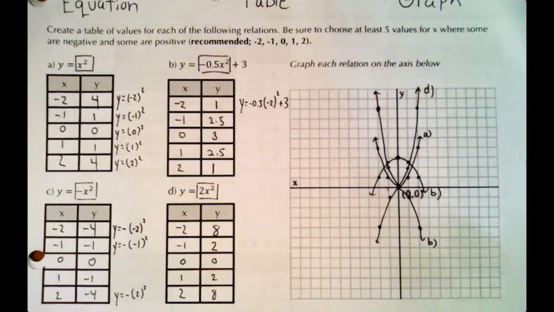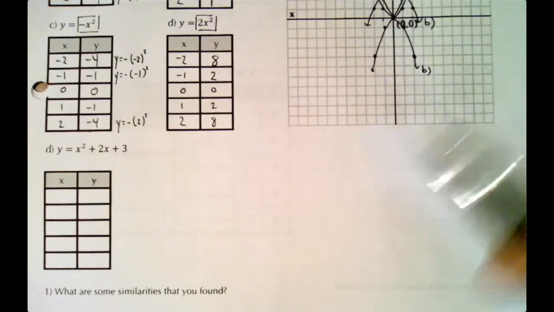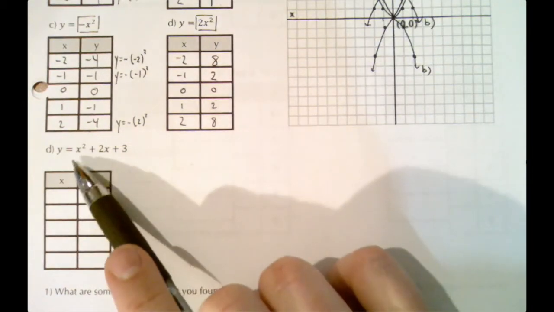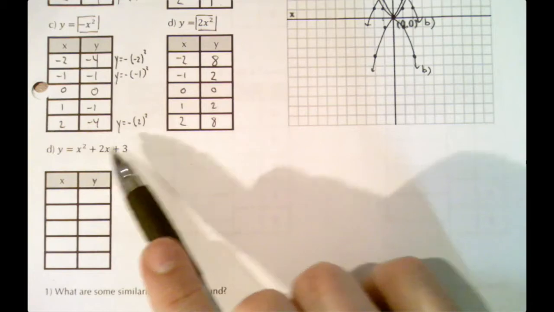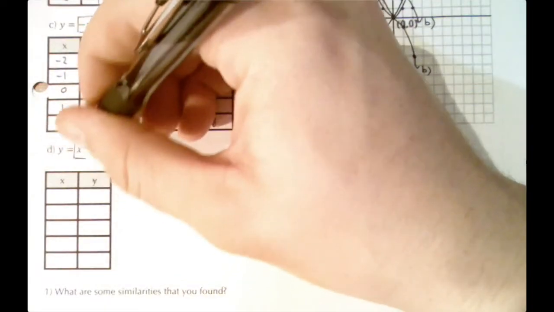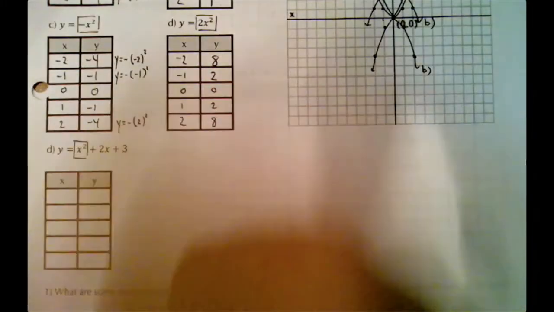So far the 2 positive ones opened up, the 2 negative ones opened down. Let's see a quadratic that has all 3 terms, because we haven't done one of those yet. All the other quadratics we did either had 1 or 2 terms. This one has all 3 terms. It's got an x squared term, it's got a linear term, and it's got a constant term at the end, 3. Let's first look at that x squared term. That x squared term is positive. So that means our graph is going to open up like we expect, because that x squared term is positive.